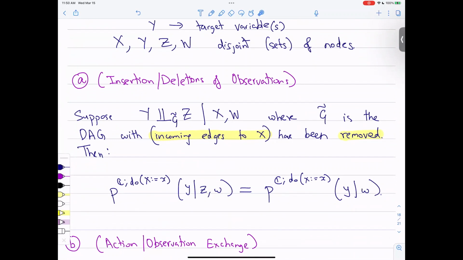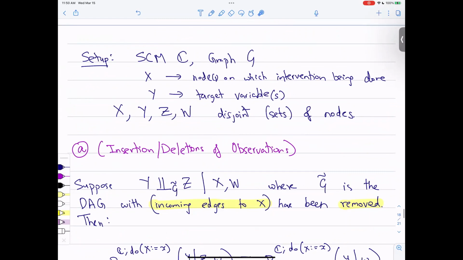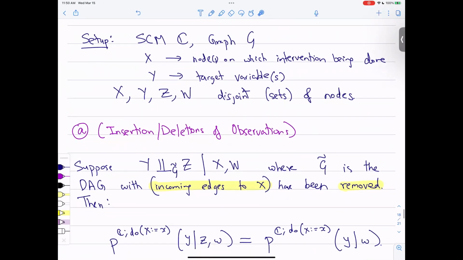The first rule is the following. Suppose that Y and Z are d-separated given X and W. Okay. Suppose this is true in this graph G tilde, where incoming edges to X are removed. This makes sense. This is where X is where you are doing the intervention. So deleting those edges is something we can do to look at that model.